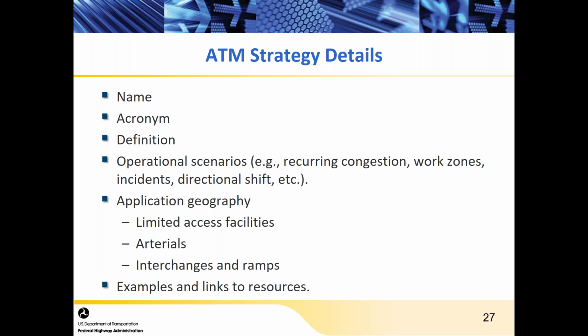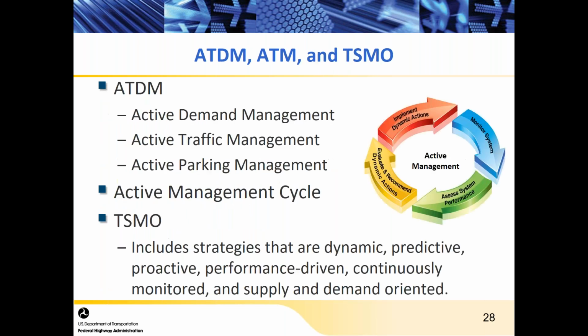And then we provide examples of where these strategies have been deployed in this chapter and any links to resources located elsewhere that are good documents to review with respect to that strategy, so the reader has other resources to turn to. We did not want this document to duplicate efforts that had already gone on, as we indicated earlier, so those links are pretty critical within the document.